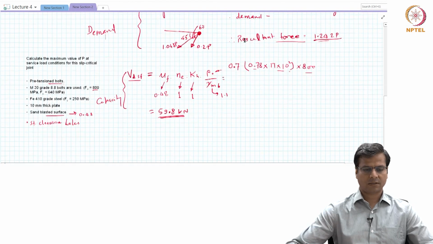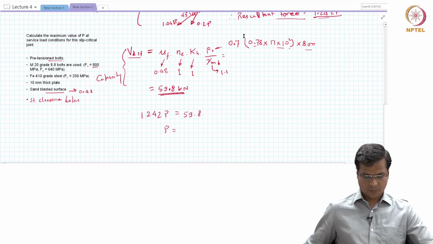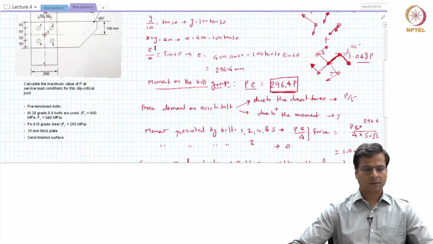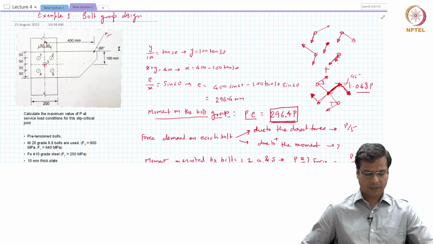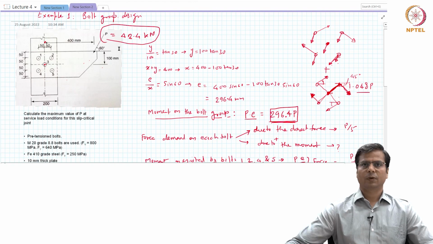When we balance the two, what do we get? 1.242 P is equal to 59.8, that is P is equal to 42.4 kilonewton, and that is the value that we can use for our bolt. So that is the maximum force that we can apply. P max will be equal to 42.4 kilonewton for the bolt assembly to be able to resist this load safely.